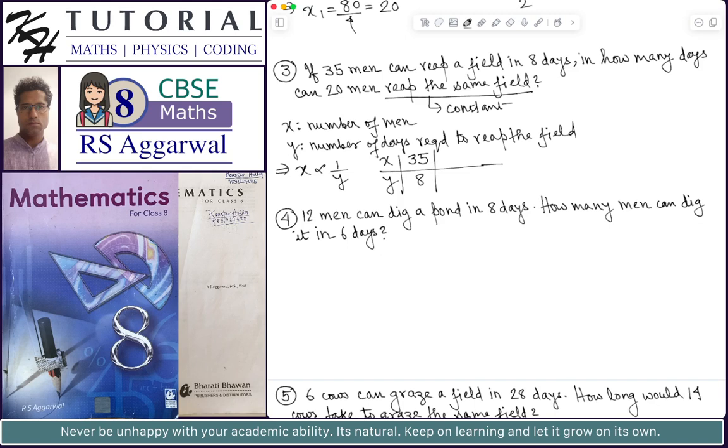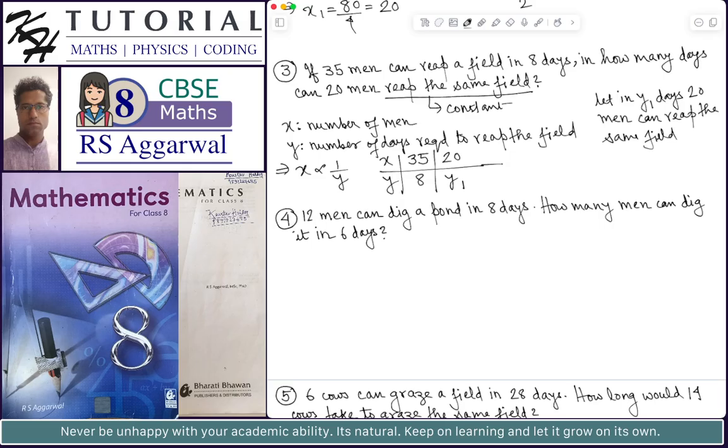Now it is asking in how many days can 20 men reap the same field. So let 20 men reap the same field in y1 days. We are assuming that 20 men will reap the same field in y1 days. So we can enter the data: 20 for x and y1 for y.